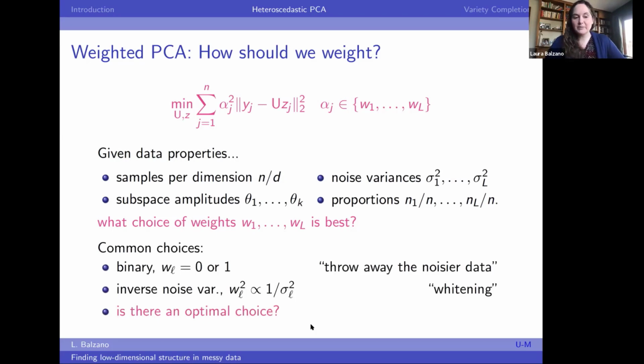Common choices that are very natural are, for example, binary weights, where if data is very, very noisy, we just don't use it in the PCA estimate. Or an even more common suggestion is to use whitening. So you just let the weight be 1 over the noise variance, which will, of course, more aggressively downweight high variance data.